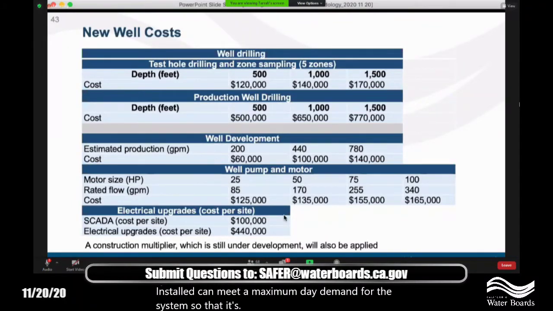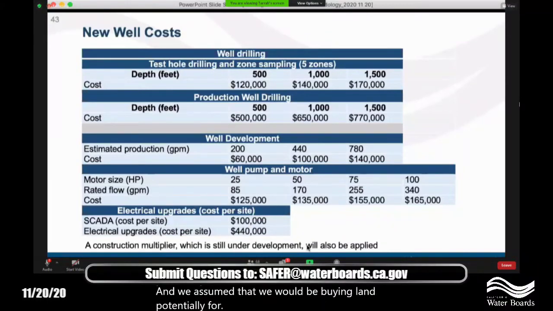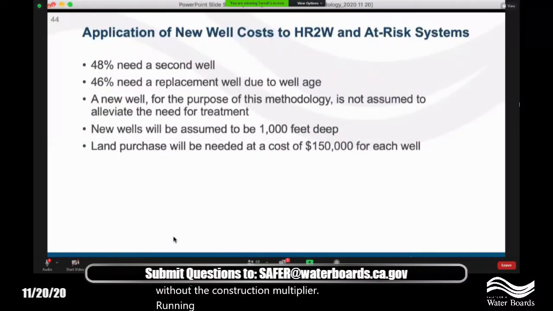There also could be SCADA costs associated and electrical upgrades. Generally, these sites have nothing on them. And we assume that we would be buying land potentially for this, so all of the add-ons need to be accounted for here. So it definitely adds up. It's about $1.6 million without the construction multiplier for a new well at this point for the assumption.